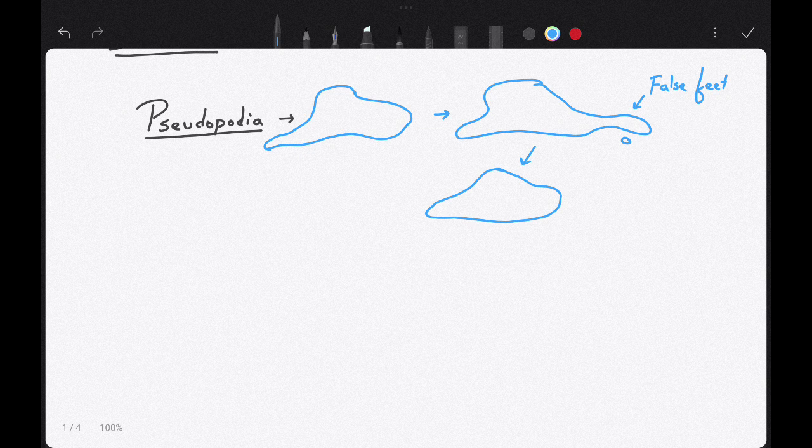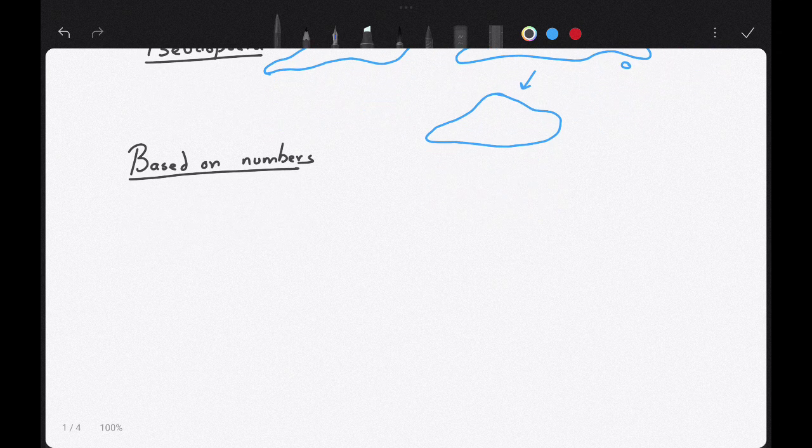Now pseudopodia are of various types, so let us learn these types. Based on number, these are of two types. The first is monopodia. Mono means single. And the second is polypodia.